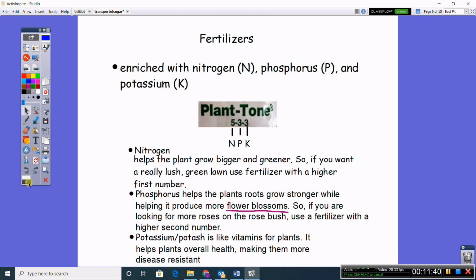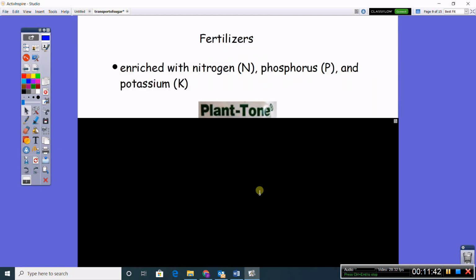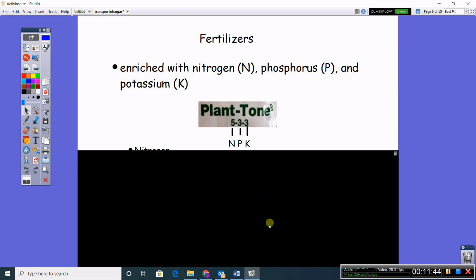Okay, so let's take a look at fertilizers. I know you might think, why are we learning about fertilizers? Well, a lot of people are doing yard work this time of year because they're stuck at home. So this kind of ties into what we're learning about today. We're talking mainly about plant nutrition today.